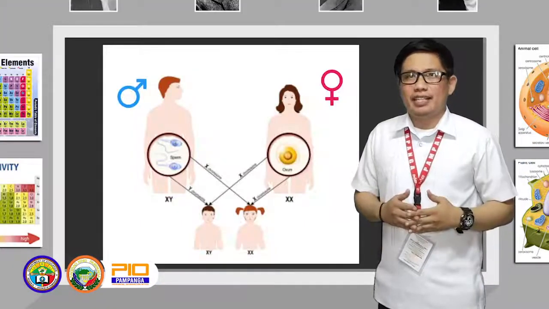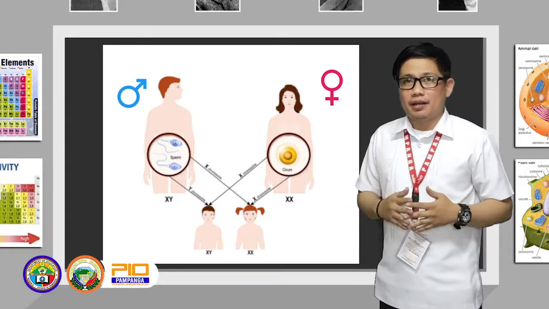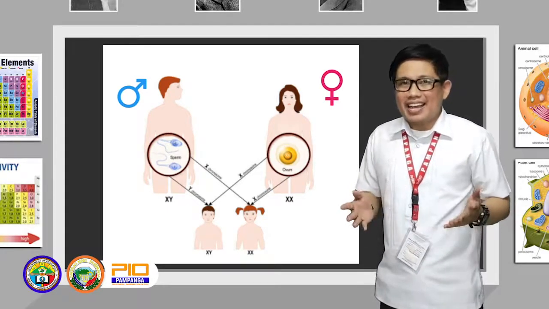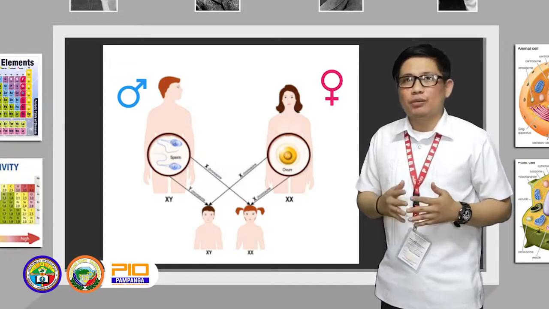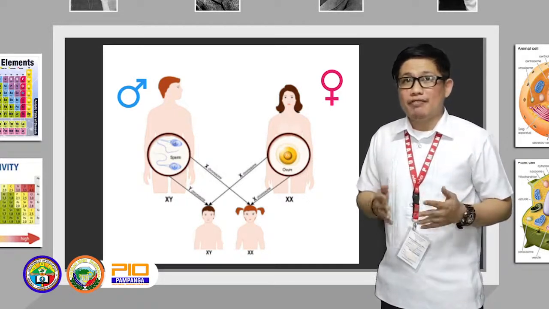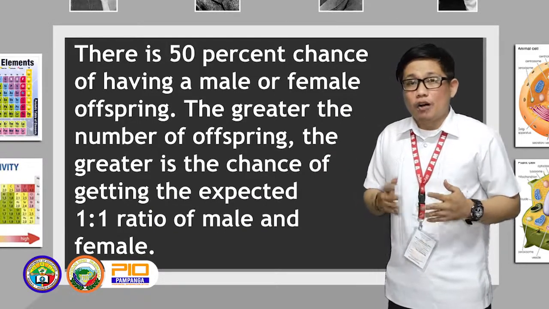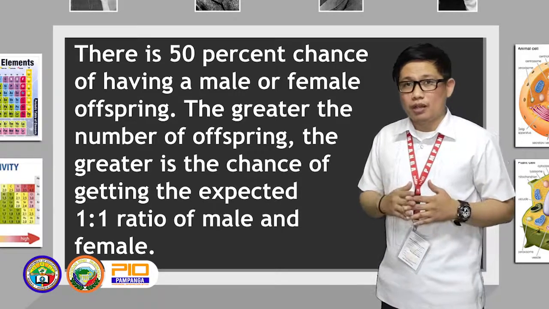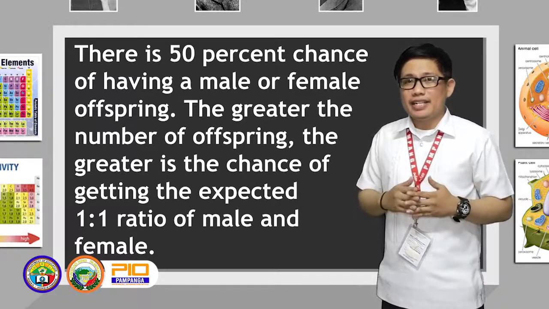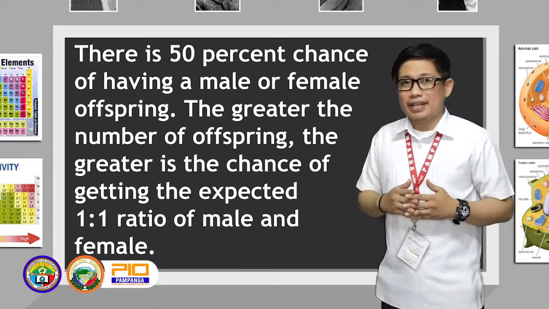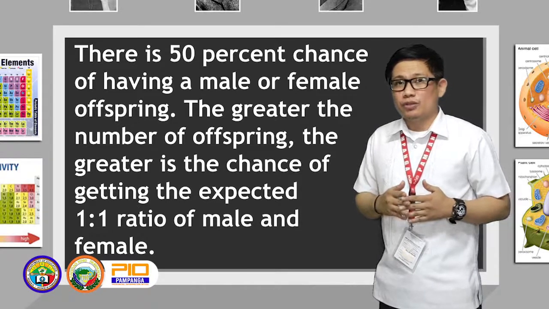If an egg is fertilized by a sperm with a Y chromosome, the offspring becomes a male. When the egg is fertilized by a sperm carrying the X chromosome, the offspring will become a female. Note that there is a 50% chance of having a male or a female offspring. The greater the number of offspring, the greater is the chance of getting the expected 1:1 female-male ratio.